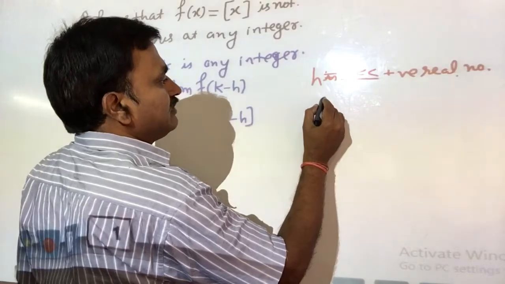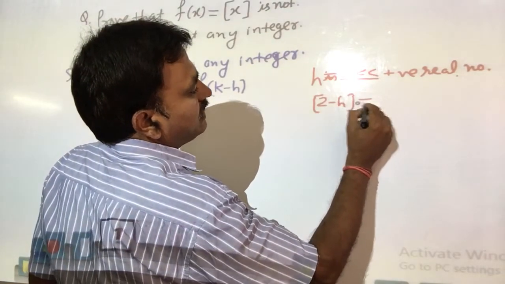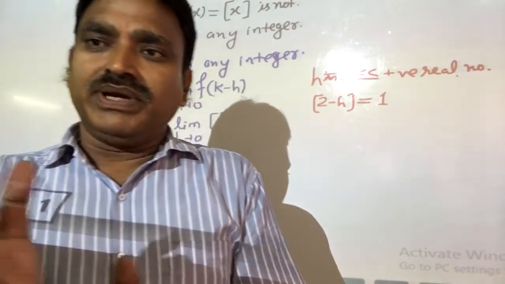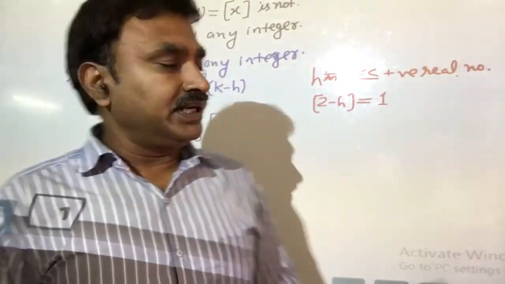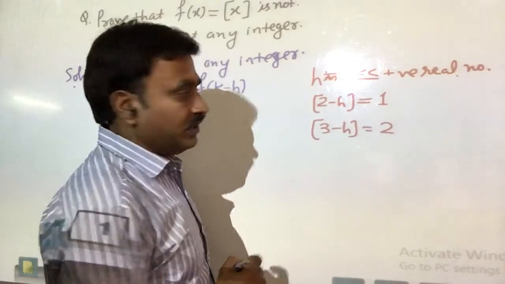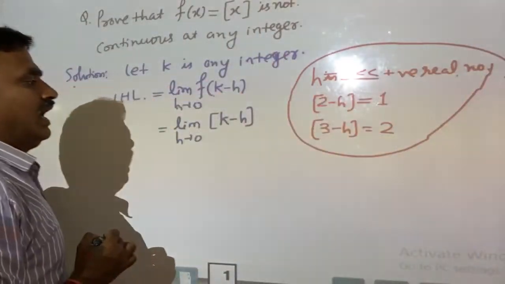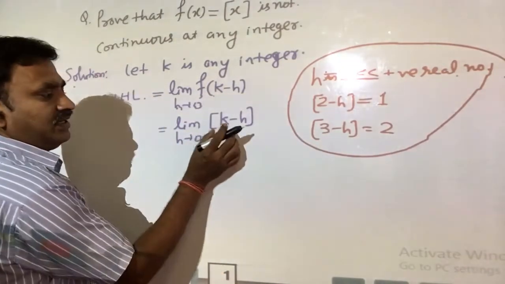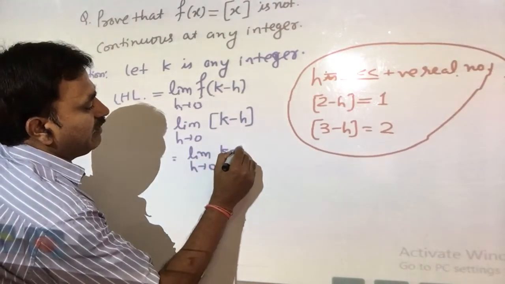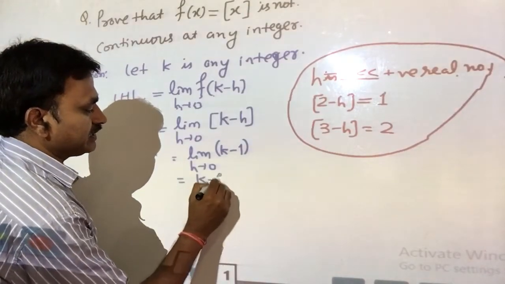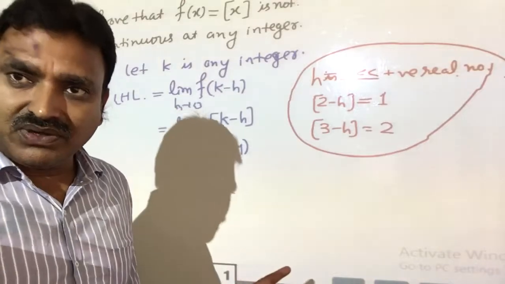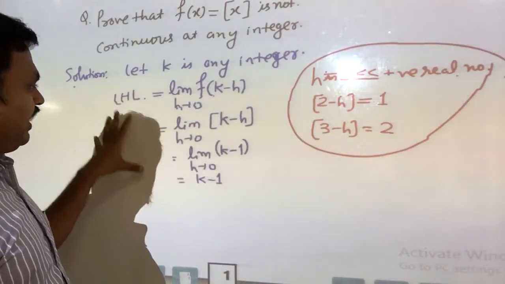For example, if we find [2 - h], then it will directly be equal to 1, because 2 - h is something like 1.9, less than 2, and the greatest integer value of 2 - h is 1. For example, [3 - h] is 2. This concept should be memorized. So when we find [k - h], as h tends to 0 it will be k - 1. Our left hand limit at integer k is k - 1. Is it clear to all students? Please check again how we find the left hand limit.